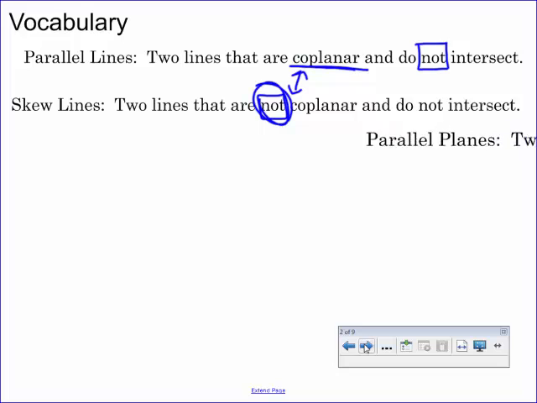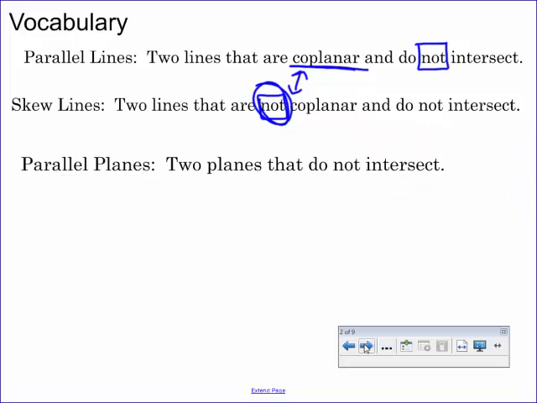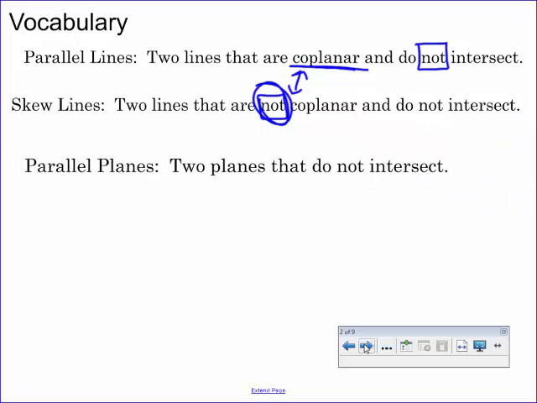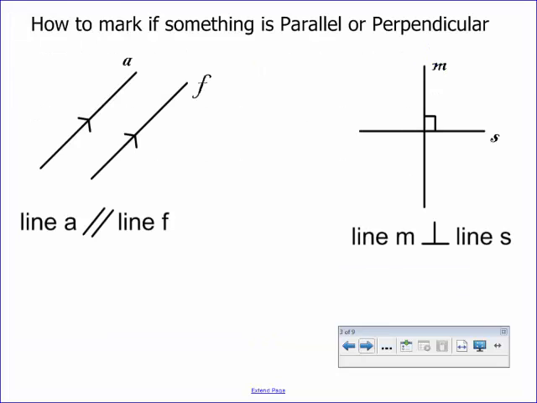Okay? And lastly, parallel planes. Very similar to parallel lines, but now we have 2 planes that do not intersect. Okay, so make sure you get this jotted down. We're going to do a couple examples. All right, but first let's talk about how to mark if something is parallel or perpendicular.